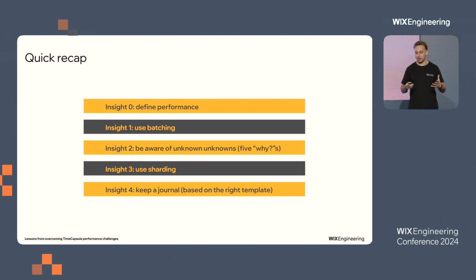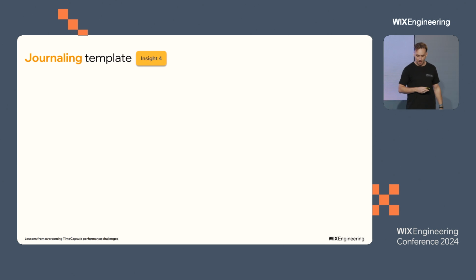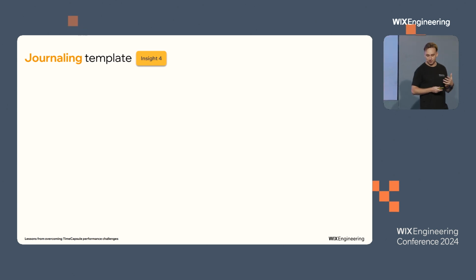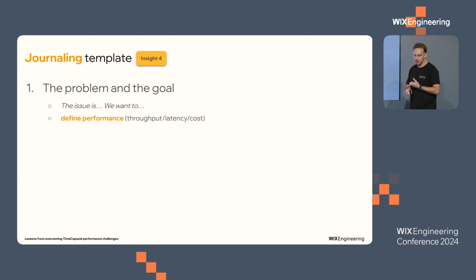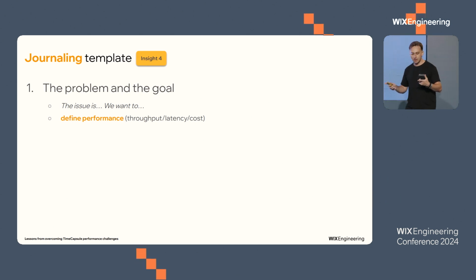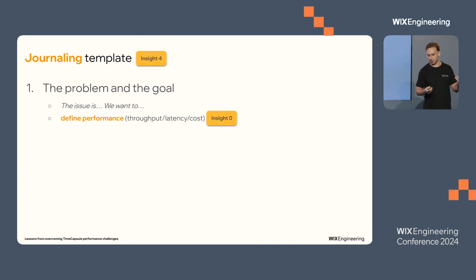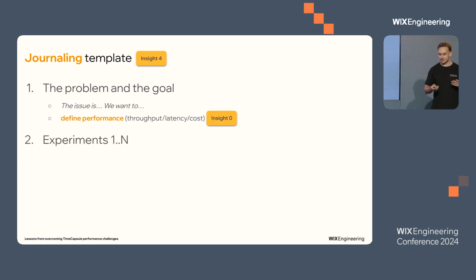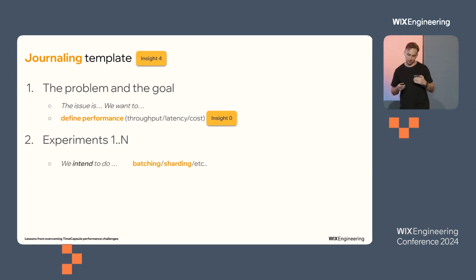And so as a conclusion, I want to offer you a template for a journal which includes all those insights. Your journal should have 3 sections. In the first one, you state the problem and the goal. The issue is we want to, and here you define your performance metric as precisely as possible. This is our insight 0. In the next section, you describe your experiments, and each experiment you describe using 3 subsections.